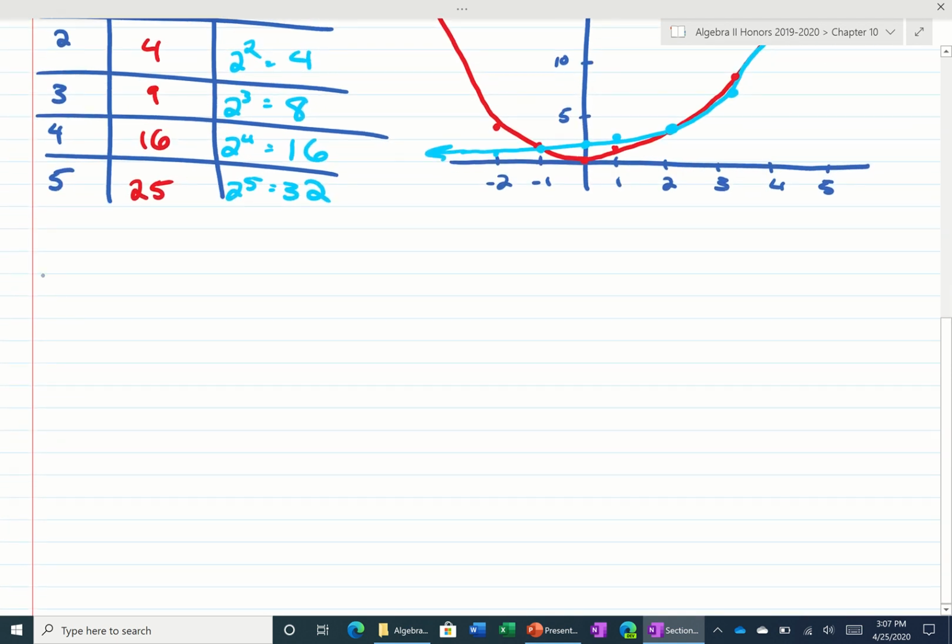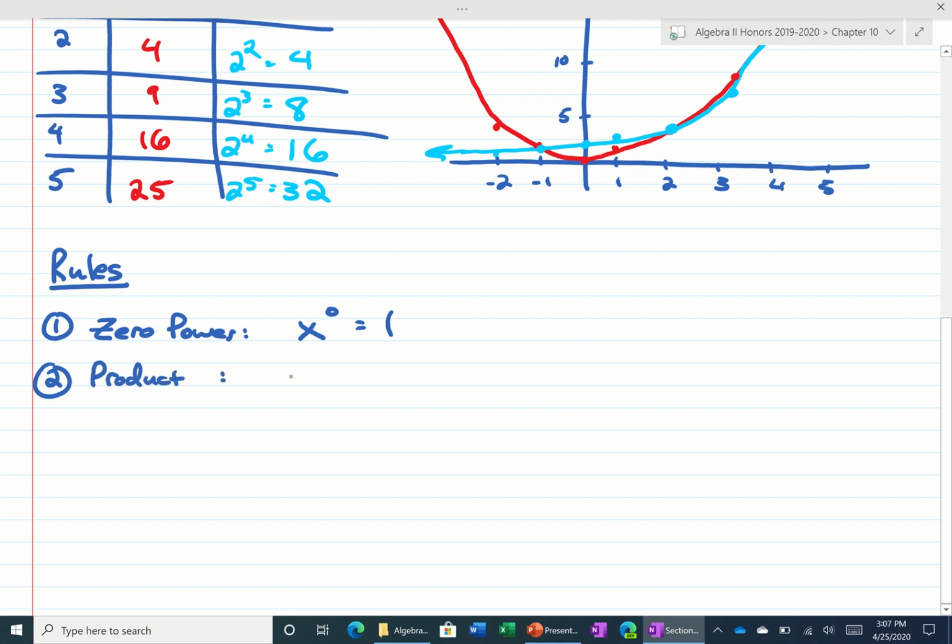before we get started, I just want to go over some rules with exponents. We all know these already. First rule is the zero power property. The zero power property says anything to the zero power is 1. We know that the product property says that x to the second times x to the third, as long as the bases are the same, we could add the exponents.